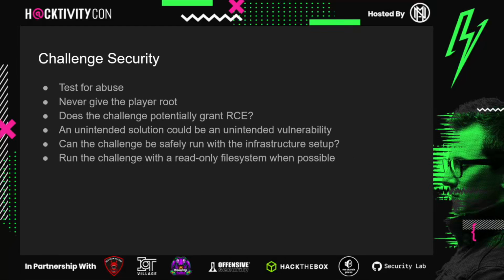This is more for challenge security: test for abuse. If people try to run fork bombs, make sure they can't. Never give the player root. If the player is root, they can delete the flag, and that would be pretty terrible. If the challenge grants an unintended RCE, you want to make sure they're an underprivileged user. So if you have some basic challenge that's a local file inclusion, they could turn that into log poisoning and get code execution. Are they going to be root on the container? Are they going to be www-data? Can they further privilege escalate to root? So just make sure you have those unintended vulnerabilities sorted out. Also, as I mentioned before, run the challenge with a read-only file system whenever possible.